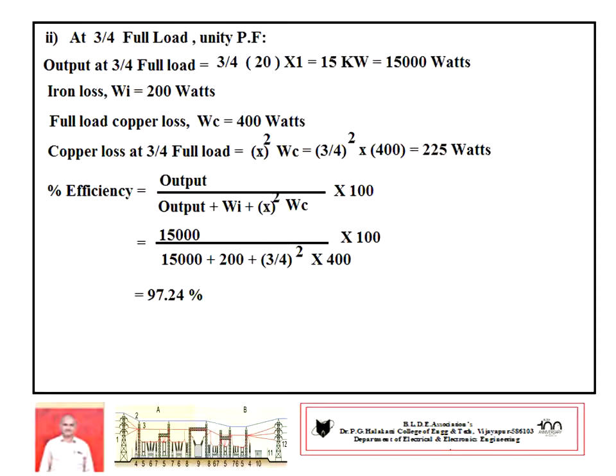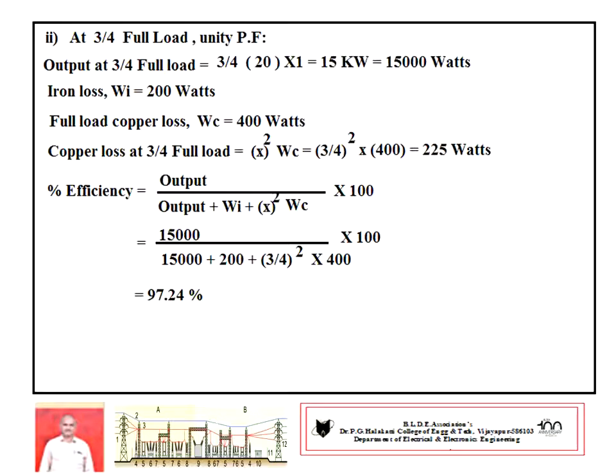In similar fashion, the next load asked is 3/4th full load at unity power factor. Hence, you start again in the same fashion, calculate the output. Output at 3/4th full load equal to x into kVA into power factor, 3/4 into 20 into 1, it becomes 15 kilowatt or 15,000 watts.